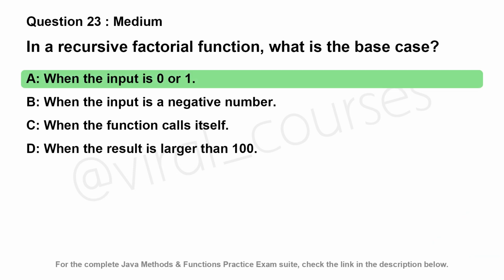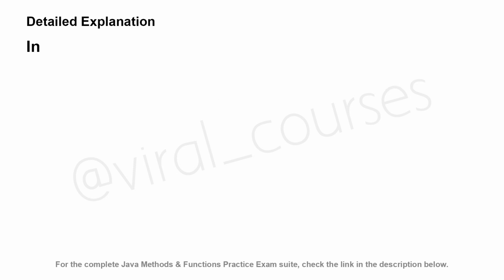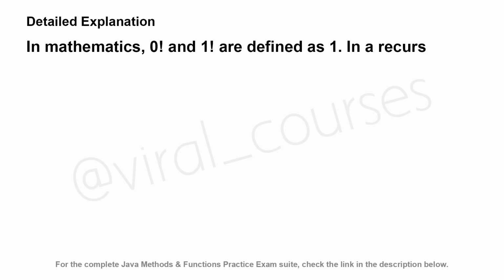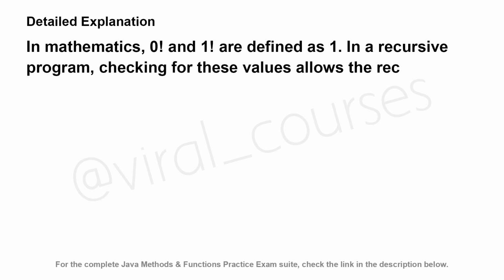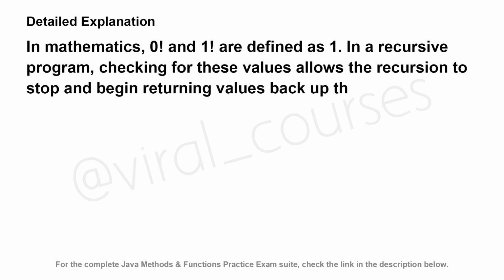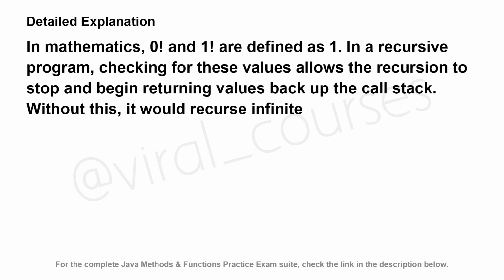The correct answer is A. In mathematics, the factorial of 0 and 1 is defined as 1. In a recursive program, checking for these values allows the recursion to stop and begin returning values back up the call stack. Without this, it would recurse infinitely into negative numbers.